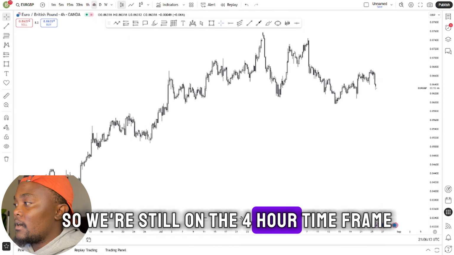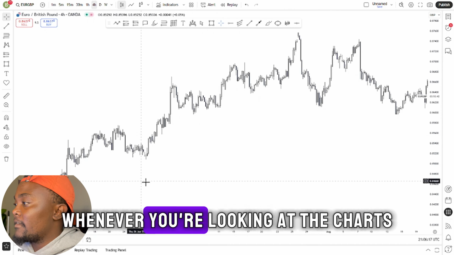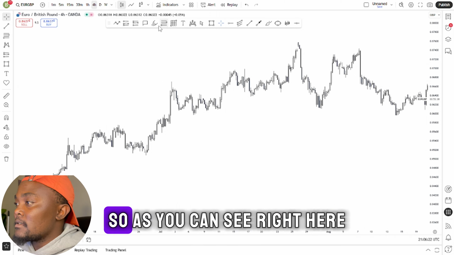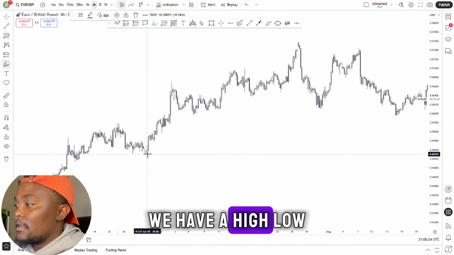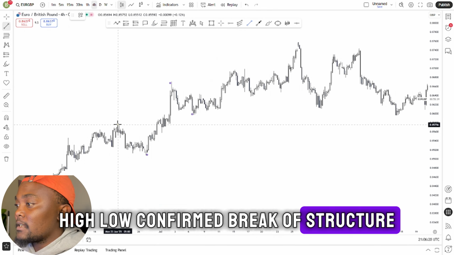So we are still on the 4-hour time frame. The 4-hour time frame is a bit cleaner whenever you're looking at the charts, or whenever you're taking long-term trades. So as you can see right here, we have a high, low, confirmed break of structure.